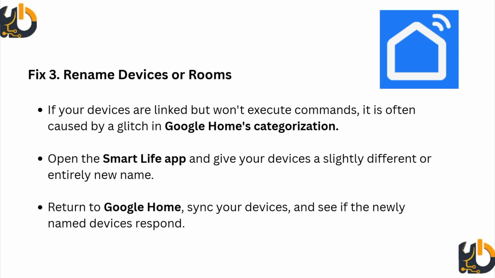Fix 3. Rename devices or room. If your devices are linked but won't execute commands, it is often caused by a glitch in Google's Home categorization. Simply open the Smart Life app and give your devices a slightly different or entire new name. Then return to Google Home, sync your devices and see if the newly named devices respond.